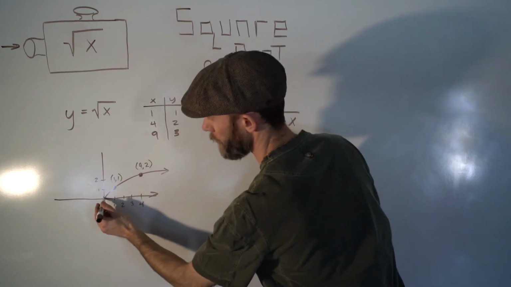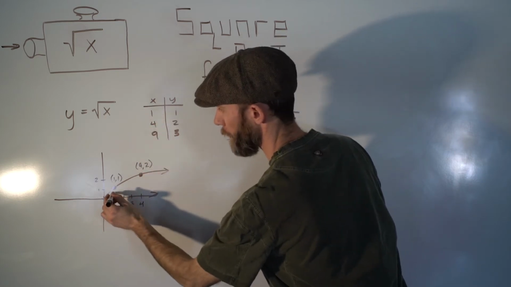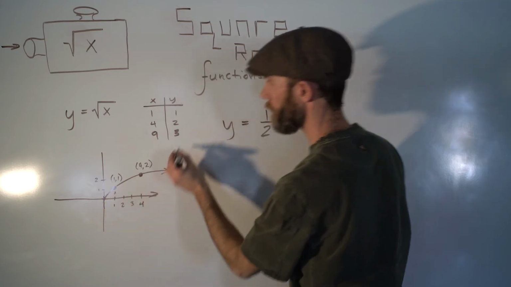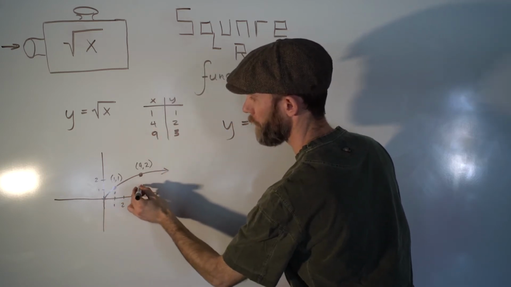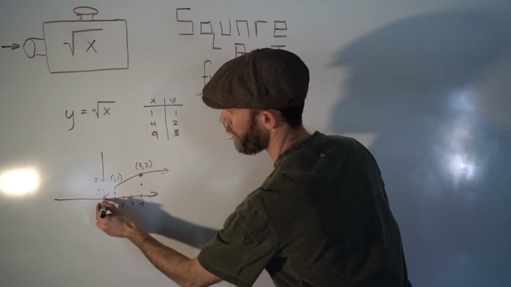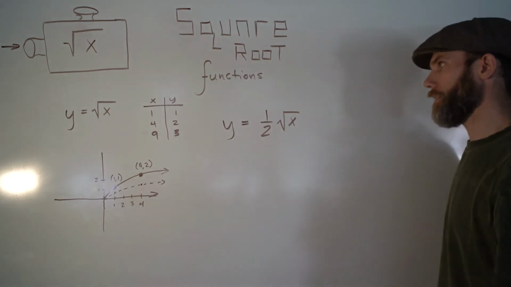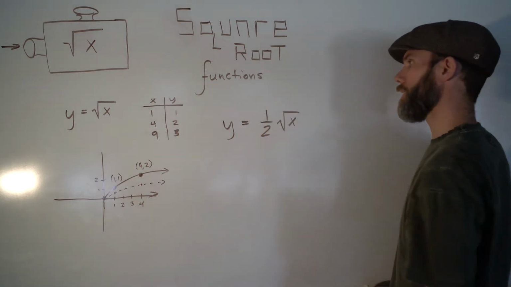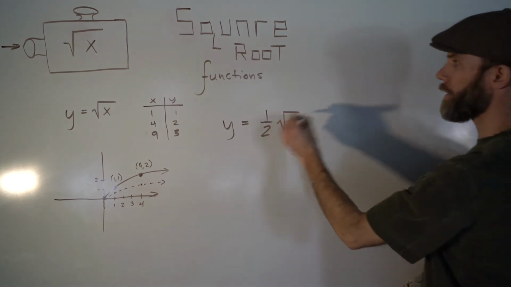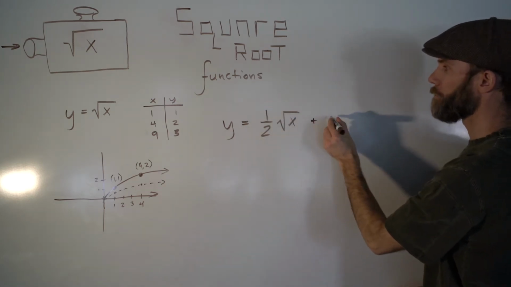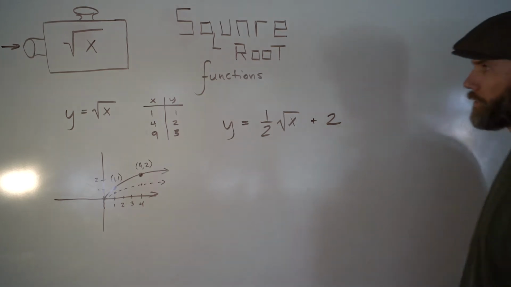So instead of over 1 up 1, like here, you'd have over 1 up half. And instead of over 4 up 2, you go over 4 but only up 1. So all the heights are compressed down. So a number here compresses the heights. Now, in the homework I saw a problem like this, but it had a plus 2 on the end of it. Okay, what does that do?